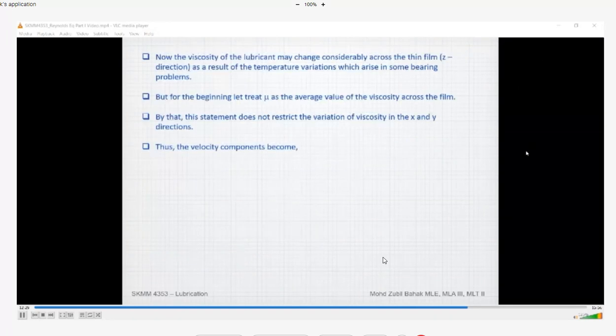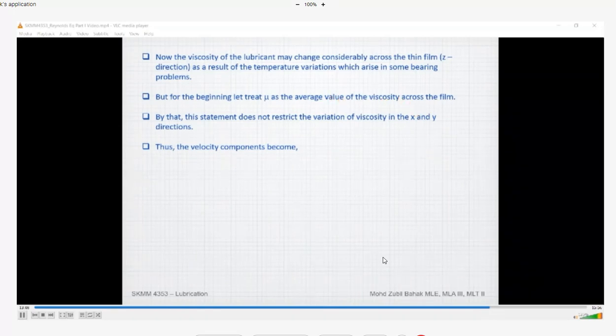Now the viscosity of the lubricant may change across the thin film in the z direction as a result of the temperature variation that arises from the bearing problem. But for the beginning, let's treat mu as the average value of the viscosity across the film. So mu we can say is constant across the z direction. This statement does not restrict the variation of viscosity in the x and y direction.